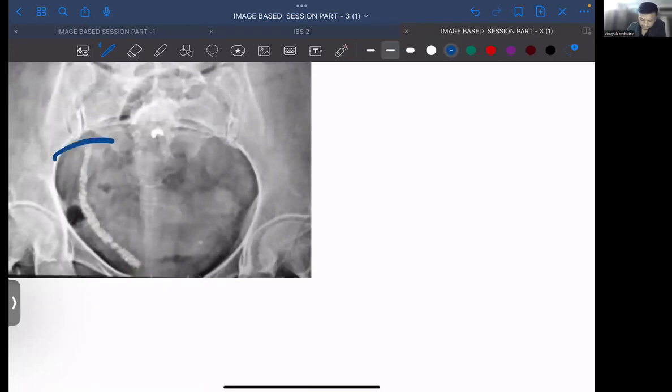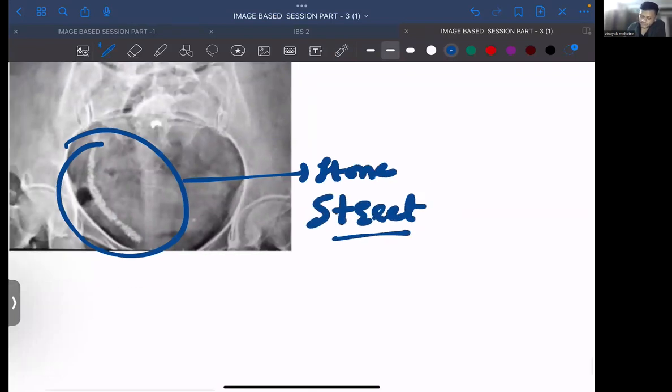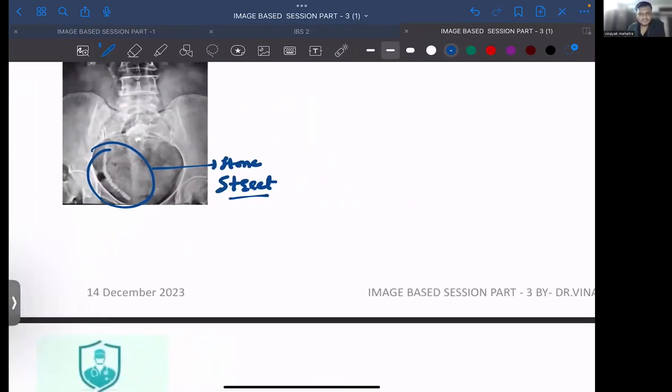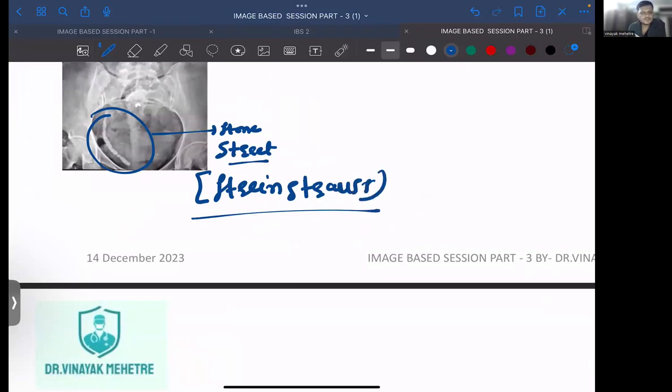What will we call it? It is called stone street. Stone street. Now you know the fancy name. What is the fancy name? Steinstrasse. Steinstrasse. This is the complication.